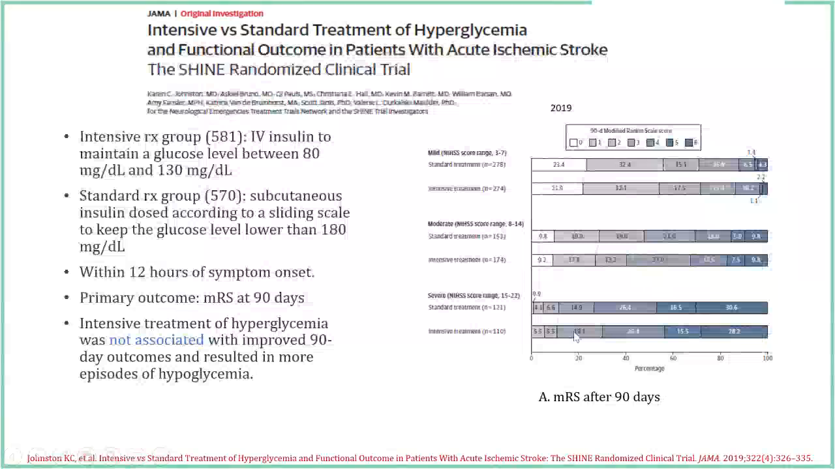In fact, the group who were receiving the aggressive glucose treatment had a poor outcome at 90 days. So currently, sliding scale insulin is the standard treatment to check the hyperglycemia within the first 24 hours of the symptom onset.